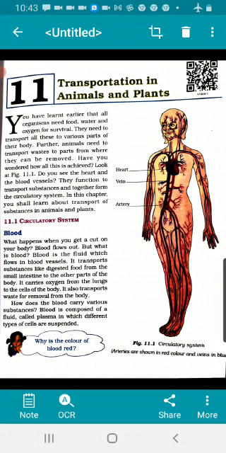Blood is a special tissue that consists of different cells. So the first one is red blood cells. So the blood is a fluid which consists of red blood cells, white blood cells, plasma and platelets.